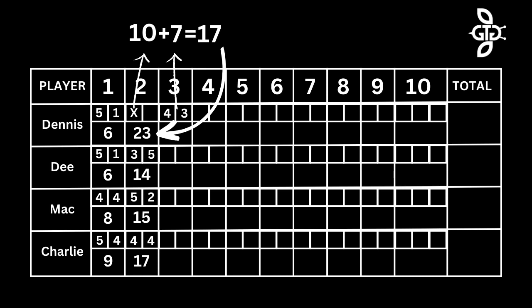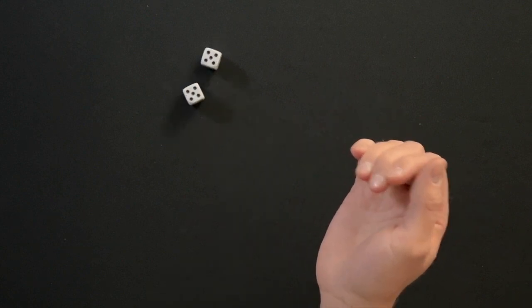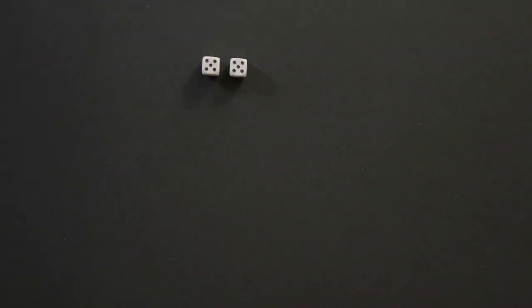The 17 points are added to their first frame score for a total of 23. The 7 points rolled in frame 3 are then added to the frame 2 total, giving this player a total of 30 points. If a player gets two fives from two rolls, it is considered a spare.